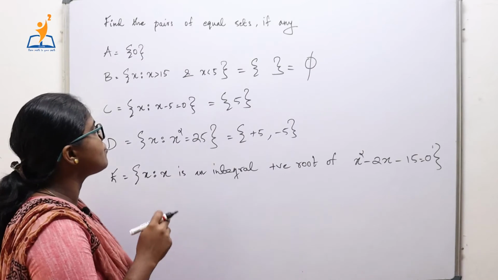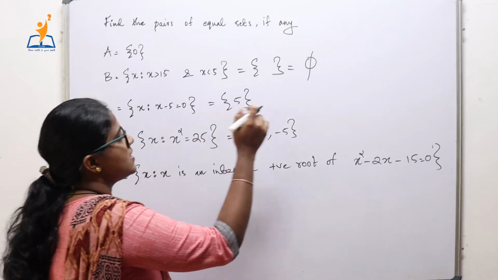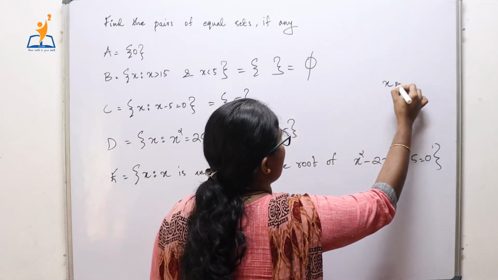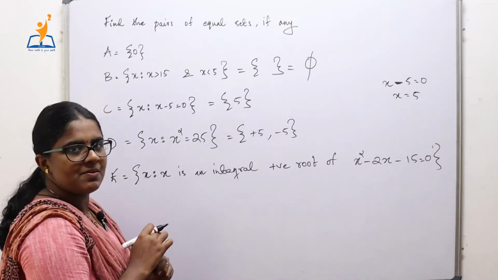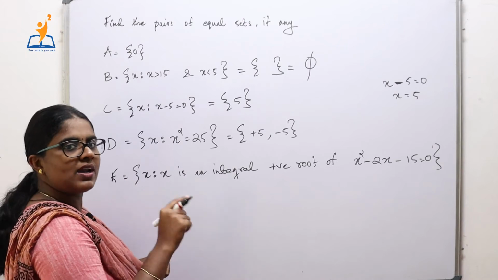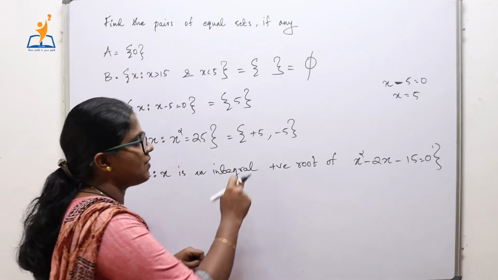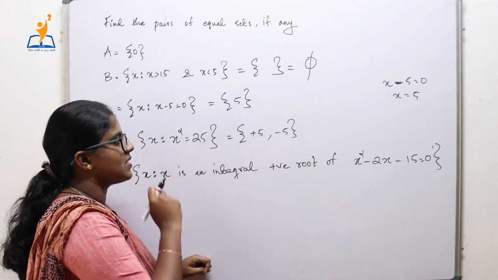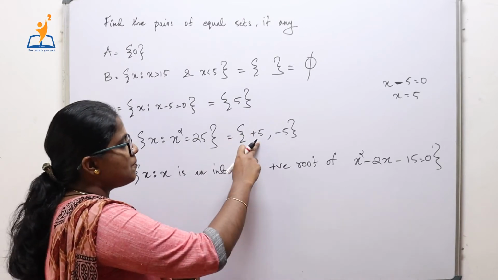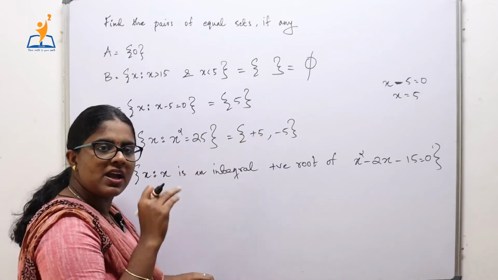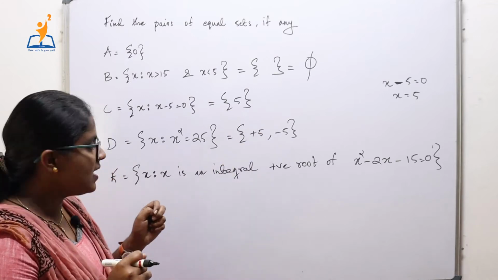Now, C is the set of all x such that x minus 5 equals 0. It is clear that the root of this equation, x minus 5 equals 0, is x equal to 5. So it is our set {5} which contains only one element, that is 5. And here also, the set of all x such that x square is equal to 25. It contains the roots of x square equal to 25, that is plus 5 and minus 5, because plus 5 square is 25 and minus 5 square is also 25. So it contains two elements, that is plus 5 and minus 5.